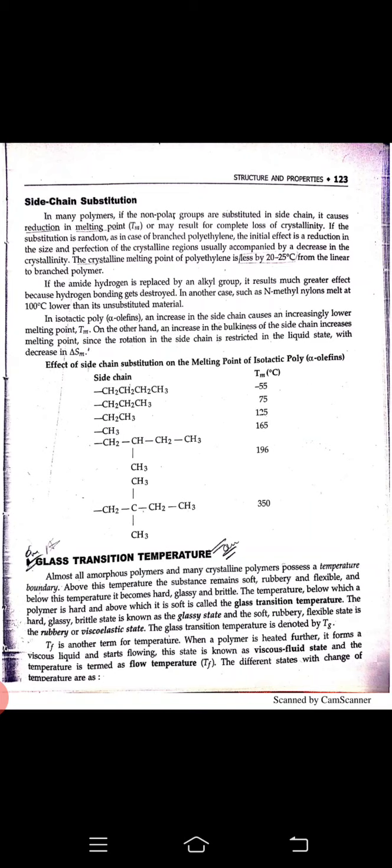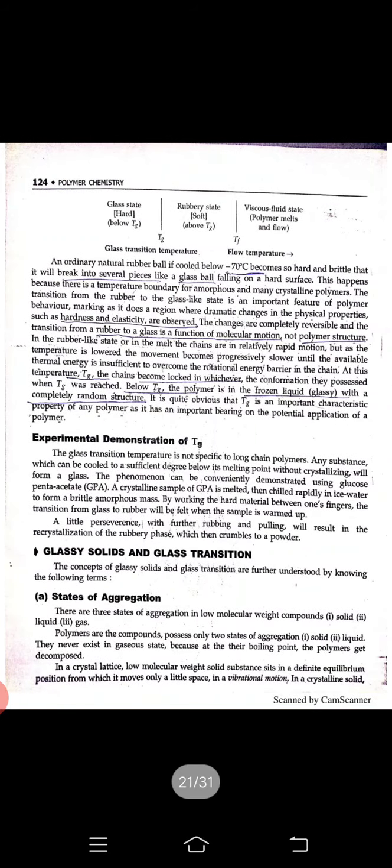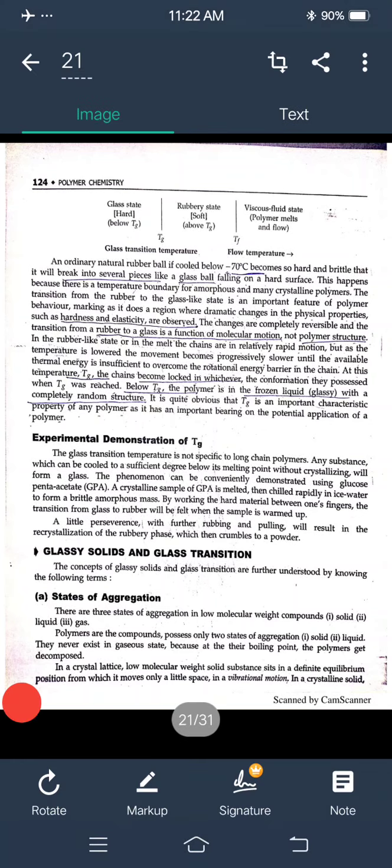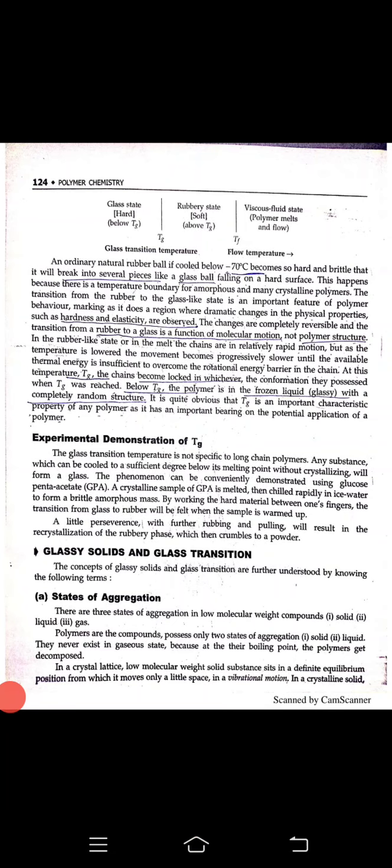These are the different states with changes in temperature. Below Tg is the glass state, hard. Between Tg and Tf is the rubbery state, soft, above Tg. Above Tf is the viscous flow state, where the polymer melts and flows.